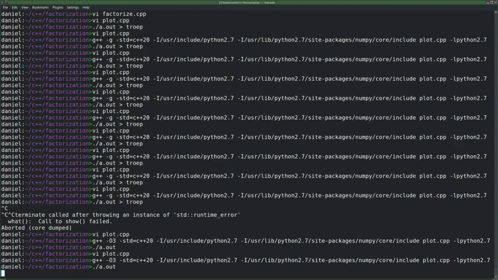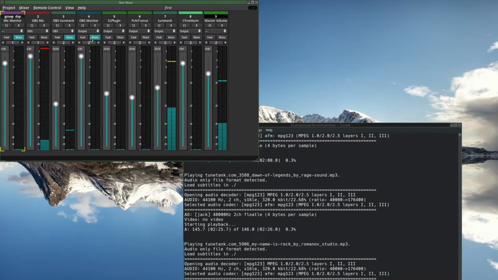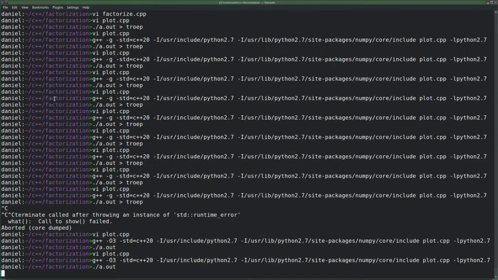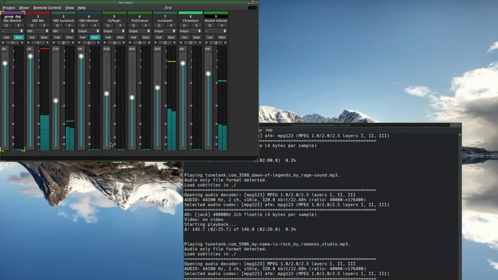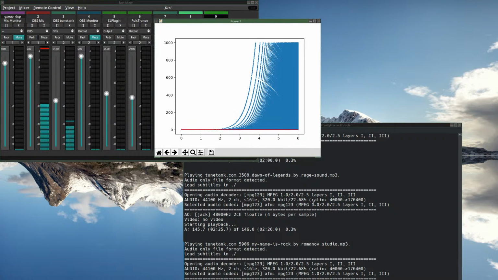I'm listening to my song, my stream song. Oh, you're not still. No music, right? What's going wrong? Why do I have no music? Oh, there's the output.